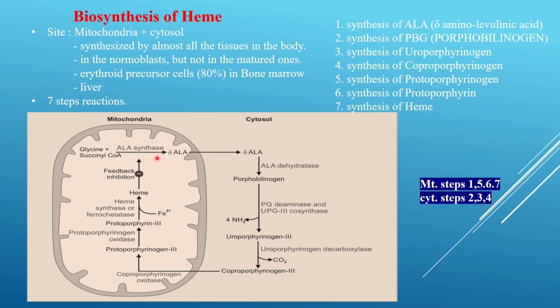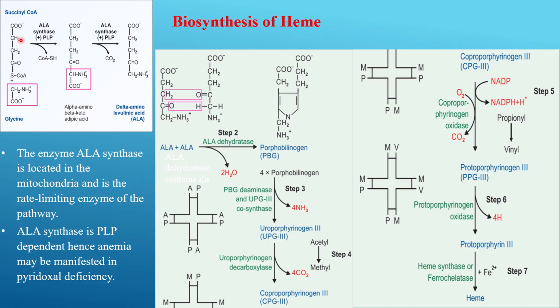4 steps are mitochondrial and 3 steps are cytosolic. So steps 1, 5, 6 and 7 are mitochondrial, and steps 2, 3 and 4 are cytosolic. Here is a clearer account of the biosynthetic pathway.